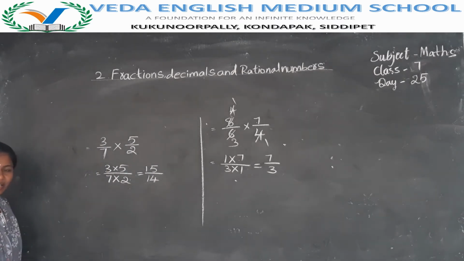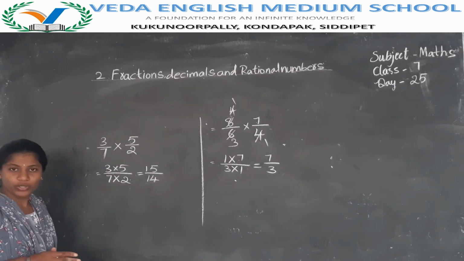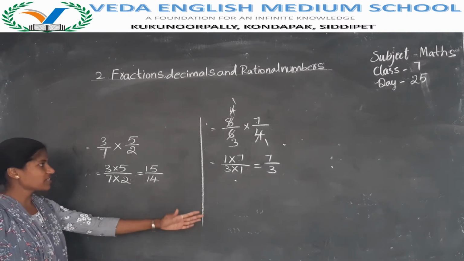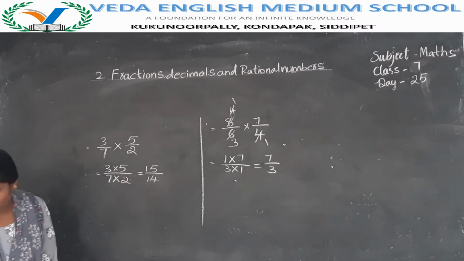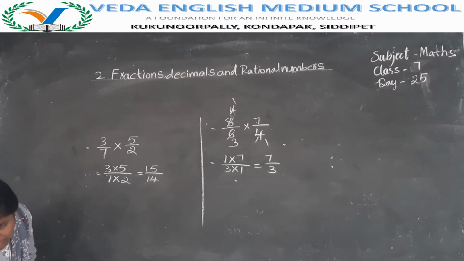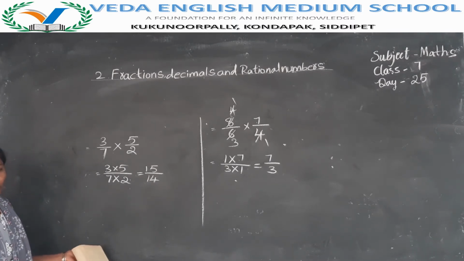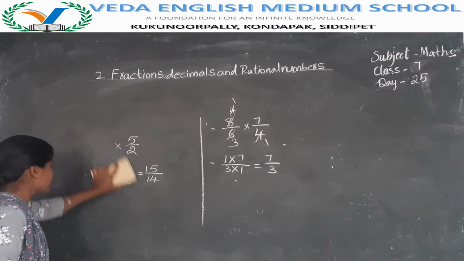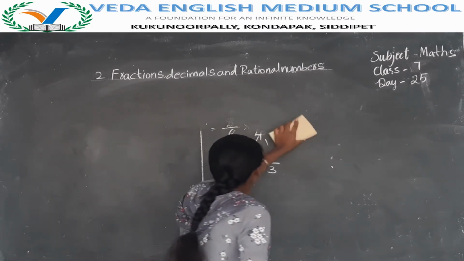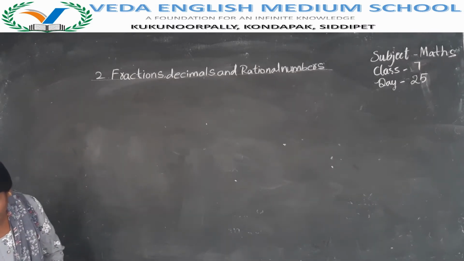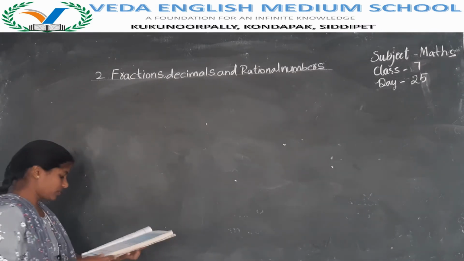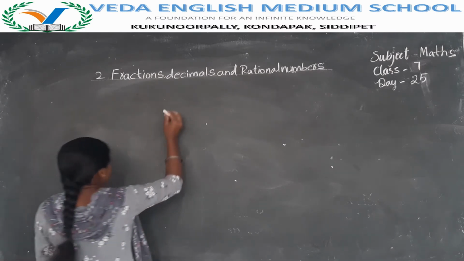Understand, children? Like this. If there is a possibility to cut, you have to cut and find the answer. If there is no more possibility, you have to do it like this. So this is about multiplication of fractions. Once we have completed this, we will go to Exercise 3. In Exercise 3, we have multiplication of fractions.